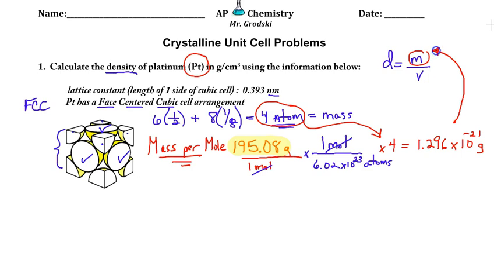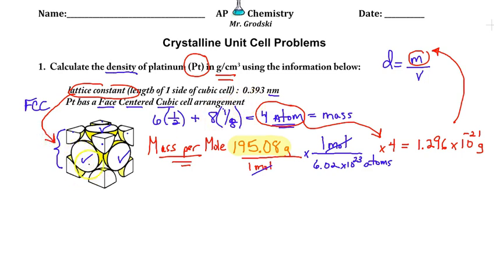Now, I need volume. You notice my volume is given to me in these units, but I want the answer in grams per centimeter cubed. My grams are going to be fine, so I want centimeter cubed. Well, what do I have? I have the length. Remember, the lattice constant is actually the dimension of one side of a cube.